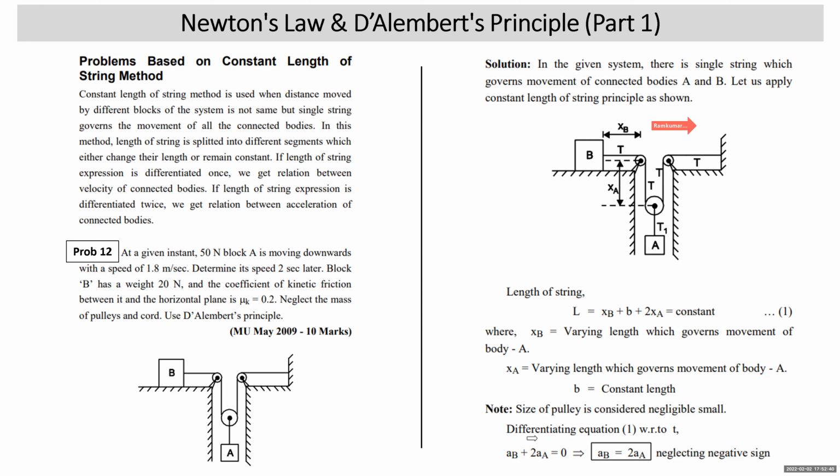Differentiate twice with respect to t. You get aB + 2aA = 0, or aB = 2aA in magnitude. So the acceleration of block B is 2 times the acceleration of block A. With that understanding, we'll draw the free body diagram of block B, the free body diagram of the movable pulley, and the free body diagram of block A. Drawing the free body diagrams of the blocks and pulley will be absolutely the same. The new part of learning in this problem was how to apply the constant length of string method. So that we have now understood.